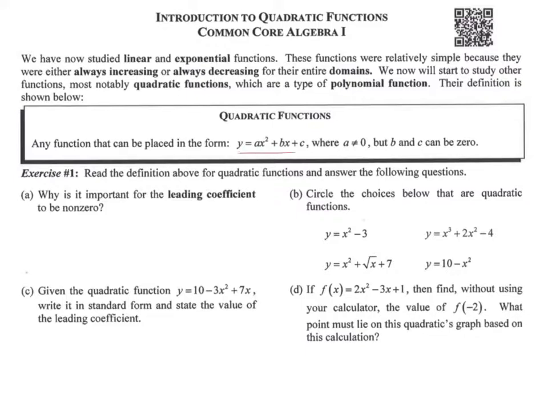A quadratic function, the standard form, is y equals ax squared plus bx plus c, where a cannot equal 0, but b and c can be equal to 0. So read the definition above for quadratic functions and answer the following questions. So why is it important for the leading coefficient to be non-zero? It's important because if it was 0, then you would just have another linear function. So it would be linear if a equaled 0.